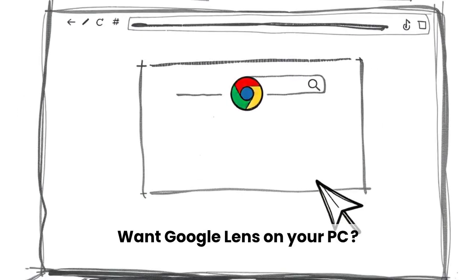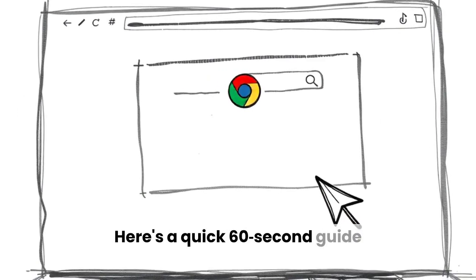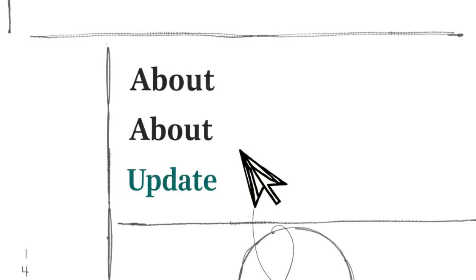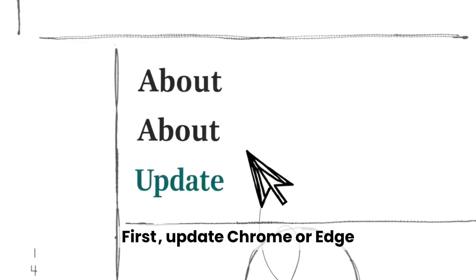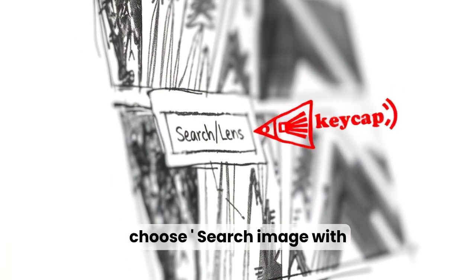Want Google Lens on your PC? Here's a quick 60-second guide for 2026. First, update Chrome or Edge to the latest version. Right-click an image and choose Search Image with Google Lens, or press Ctrl-Shift-L.